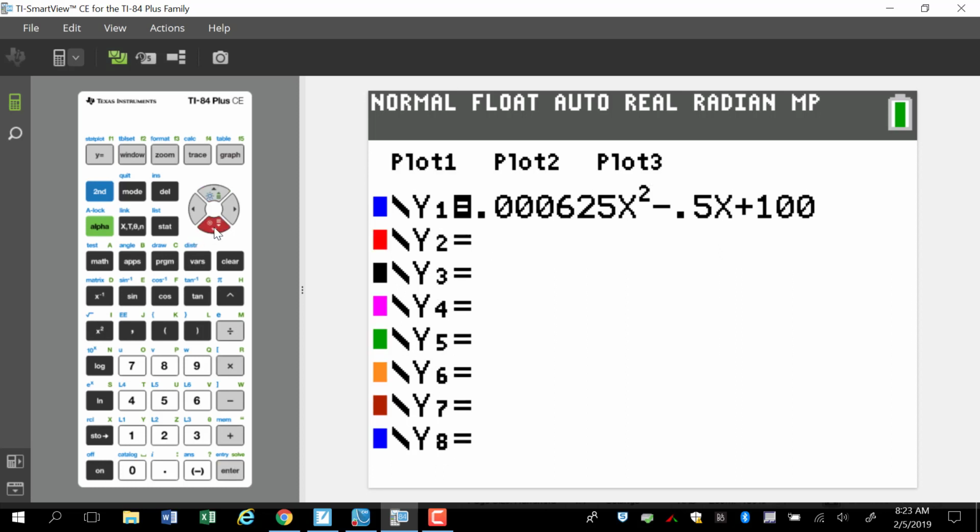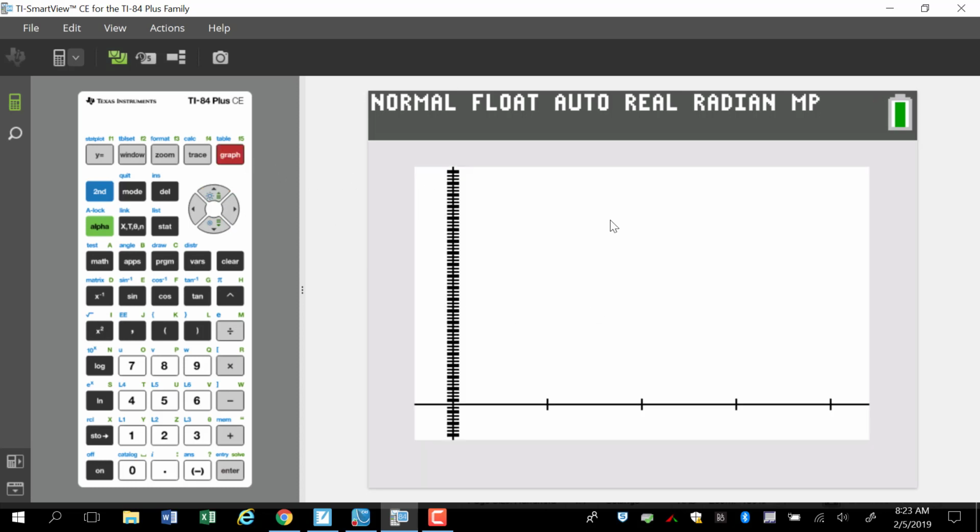This is a common mistake. I have people coming up during the test saying, hey, my graph's not working, what's going on? It's because you have your plots turned on. Now again, when we go to graph this, nothing appears. Okay, it should be that way.